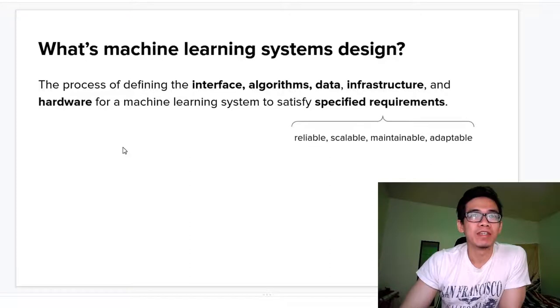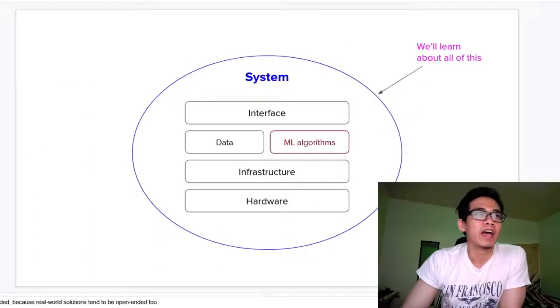And specified requirements mean it's always reliable, scalable, maintainable, and adaptable. I think this is kind of wrong. Some systems don't need to be scalable or reliable. And this is not a special requirement or anything. Any software system, you would want it to be reliable, scalable, maintainable, or adaptable, whatever. Who cares?